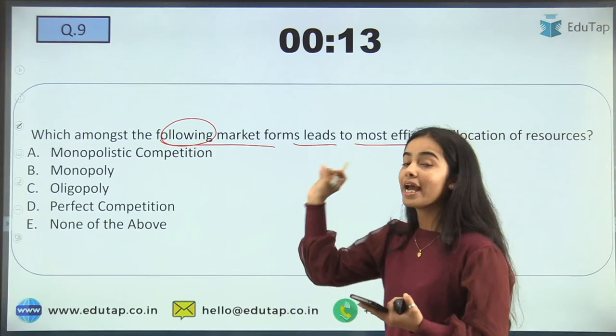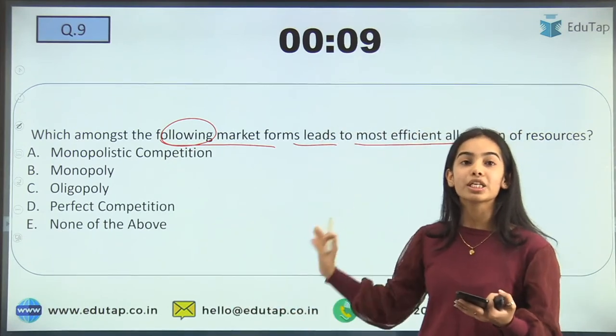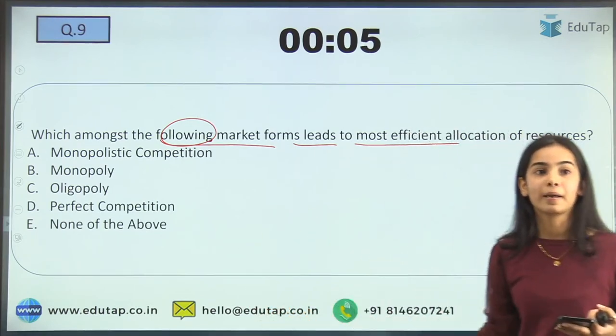Next question: which amongst the following market forms leads to the most efficient allocation of resources? You should not even take 10 seconds to answer this question. That much easy this question is. So try to answer this question very fast.